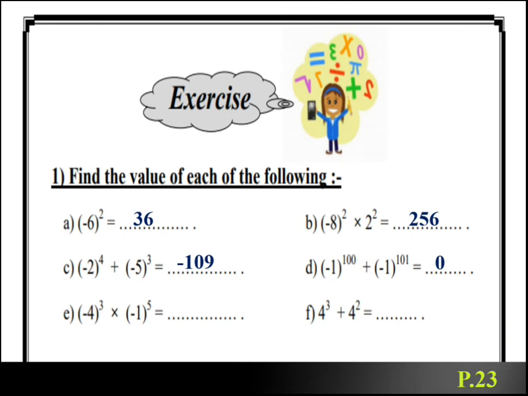Letter E. Here we have the multiplication sign, but we have different bases. So find the answer without steps. Put on your calculator -4 between brackets power 3 times -1 between brackets power 5, and the answer will be 64.